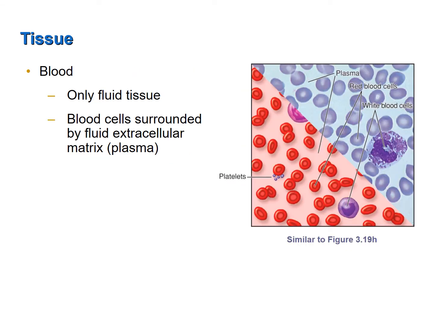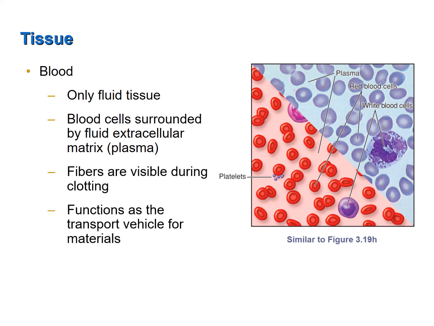The final connective tissue we are to discuss is blood. Blood is the only fluid tissue. Blood contains white blood cells and red blood cells surrounded by a fluid extracellular matrix, which is called plasma. And plasma is mostly water, about 90% water to be specific. Fibers of the extracellular matrix, the plasma, are only visible during clotting. The function of blood, of course, is to act as a transport vehicle for materials that are transported throughout the body by the cardiovascular system.